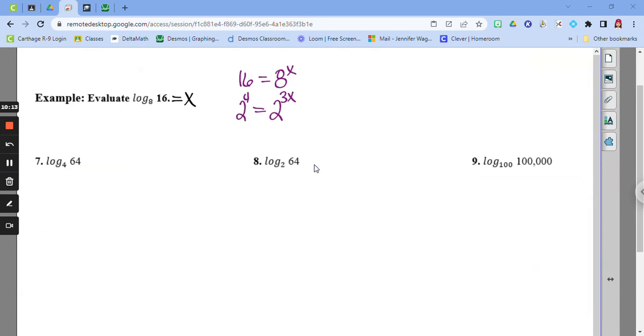Now that they're the same base, I can drop the base. 4 equals 3x. So x equals 4/3 when I divide both sides by 3. So log base 8 of 16 is 4/3. That's its value.